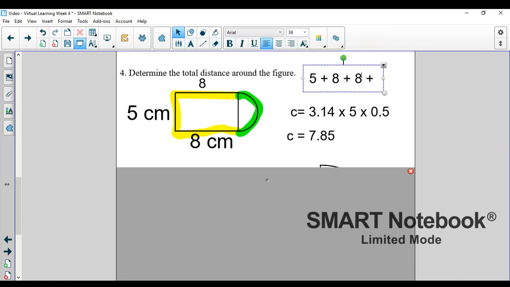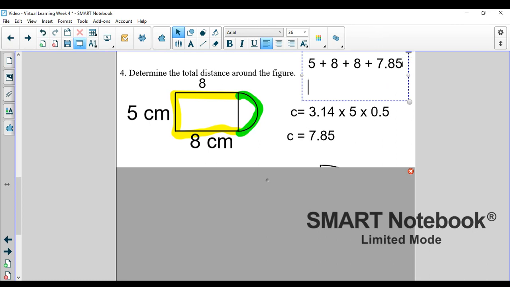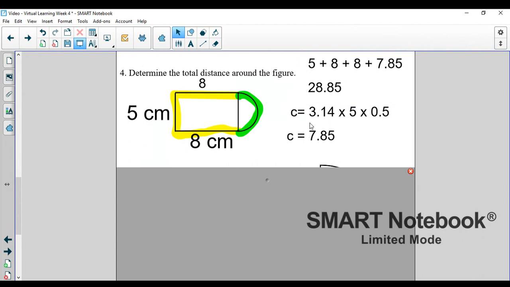Now I know that the last dimension, that green curve that I highlighted before, would be 7.85. When I combine all of these numbers, the distance around the entire figure, the bottom would be 8 centimeters, the left side would be 5, the top we determined from the bottom is another 8, and then we calculated the green curve, or the circumference of the semicircle over here off to the side. When I add those numbers together, I would end up getting 28.85, or again, your decimals may be off depending on what you use for pi down below.